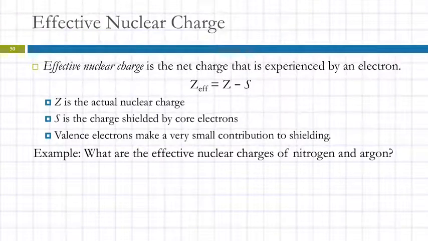So effective nuclear charge is the actual nuclear charge, which is the same as the atomic number, minus the number of core electrons. Valence electrons do shield a little bit, but we don't have to worry about it in Chem 1A.